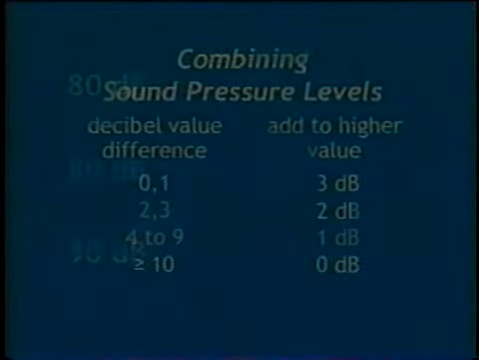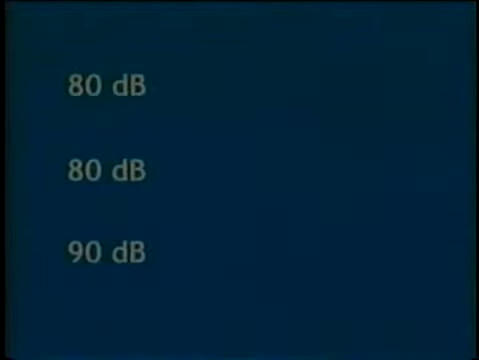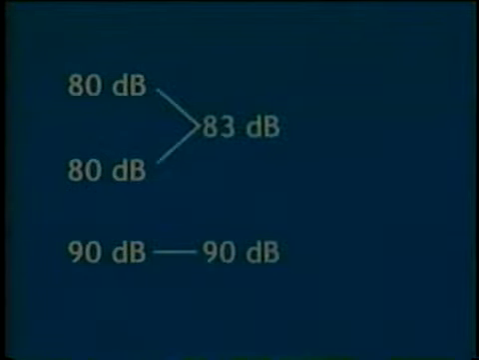Here's an example combining 3 sound pressure levels. The typical procedure is to combine the smallest values first, then work your way up. So we start by combining the 80 decibel levels. Their difference is 0, so we add 3 dB to 80 dB to get 83 decibels. Then the difference of 83 dB and 90 dB is 7, so we add 1 dB to 90 dB for a grand total of 91 decibels.